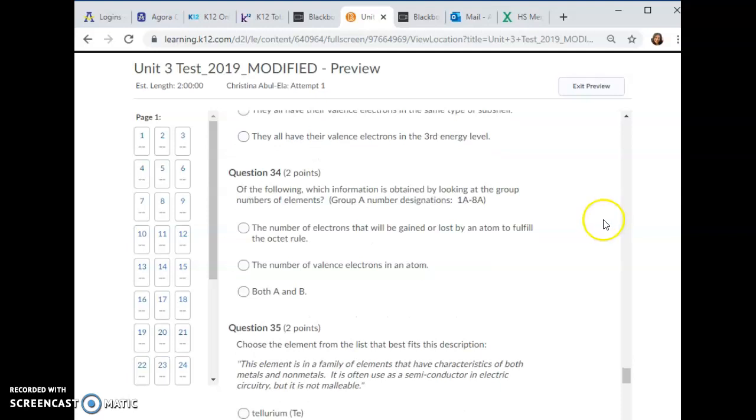Question 34. Of the following, which information is obtained by looking at the group numbers of elements? Group A number designations 1A through 8A. The number of electrons that will be gained or lost by an atom to fulfill the octet rule. The number of valence electrons in an atom. Both A and B.